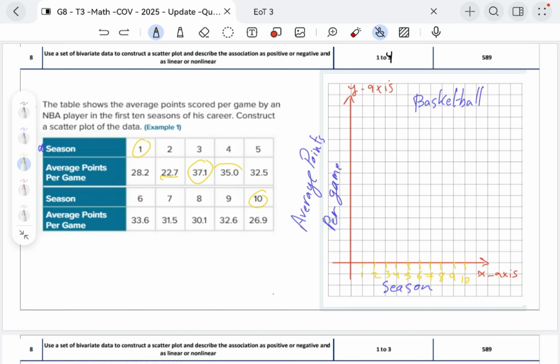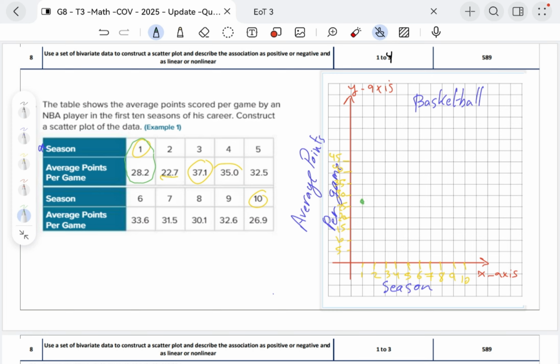So what I'm going to do, I will skip count by 5: 5, 10, 15, 20, 25, 30, 35, 40, and 45. That's it. Now we're going to start locating the points. The first point, x equal to 1 and y equal to 28.2, so it's somewhere here.